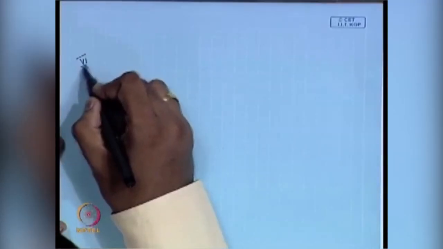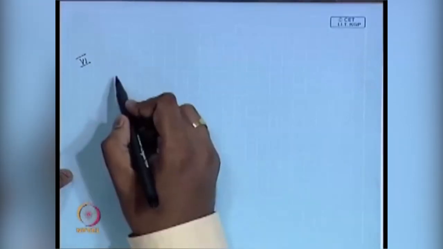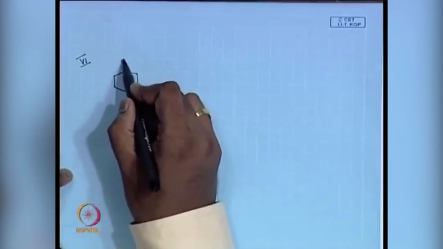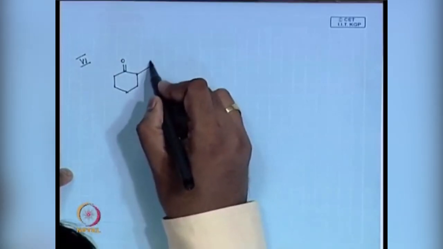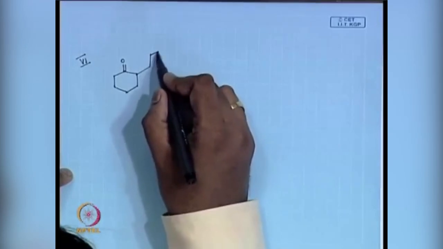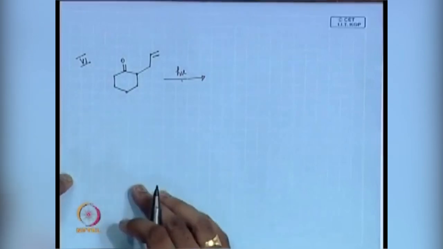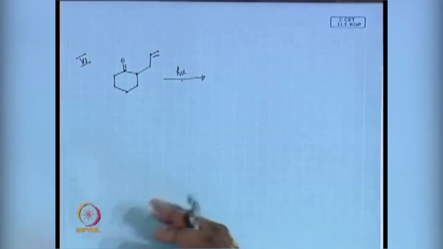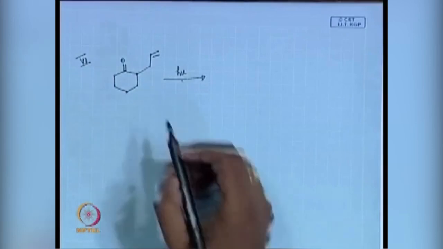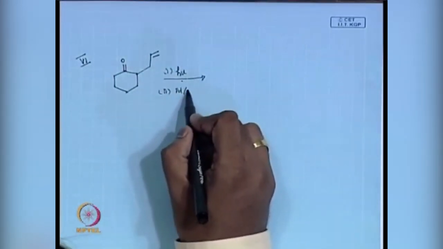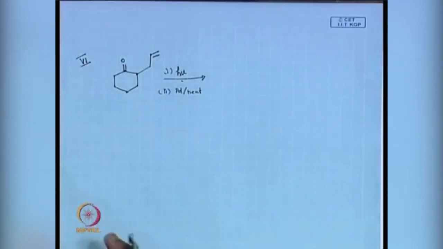We'll take another good example. Have you ever studied this example? You photolyze this, and after photolysis, treat it with palladium, just by heating. Your first step is photolysis. Second step, you can do it by palladium in heat. I think you have studied this reaction. What does it give?